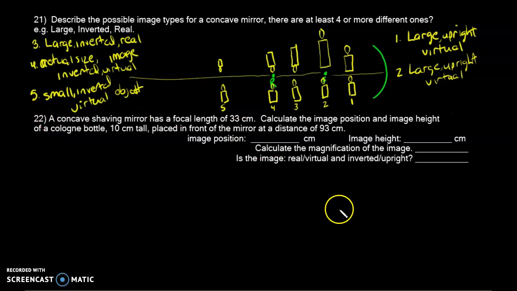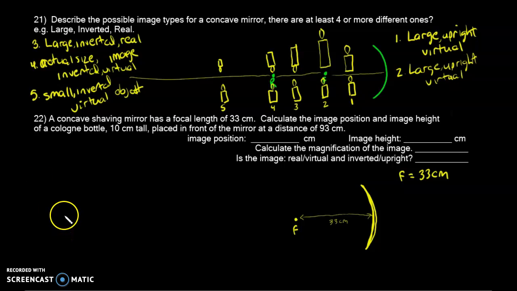Okay, so for number 22, we have a concave mirror again. We have our concave mirror, and we have a focal length, so our F is 33 centimeters. Calculate the image position and image height of a cologne bottle 10 centimeters tall placed in front of the mirror at a distance of 93 centimeters. So this distance here is 33 centimeters.